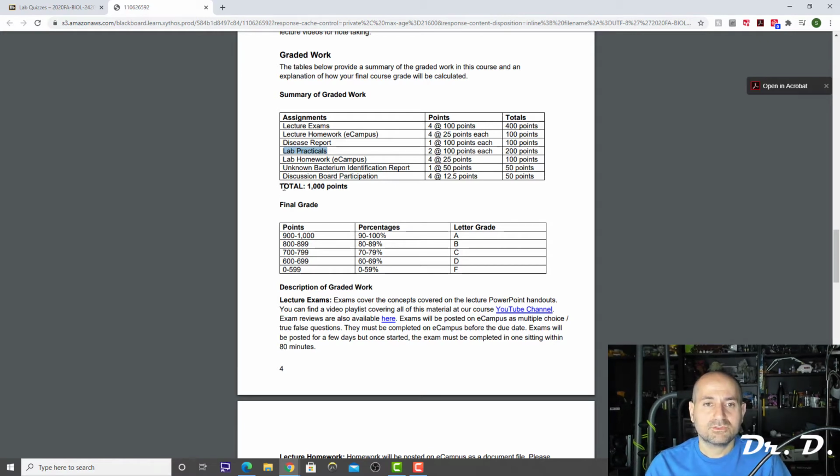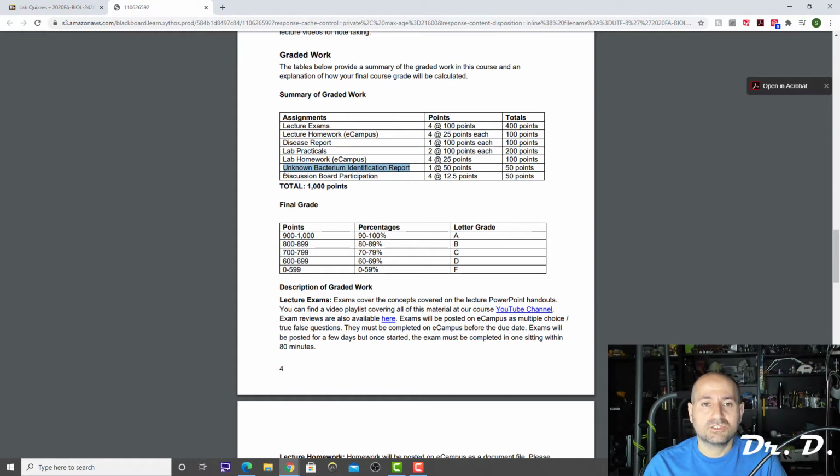Okay, what else? You're also going to be assigned an unknown bacterium. I'm going to give you a project later this semester where you get this unknown bacterium, and your job is to use the cues to identify the bacteria. I'll show you more about that later. I'll give you a rubric about that later.